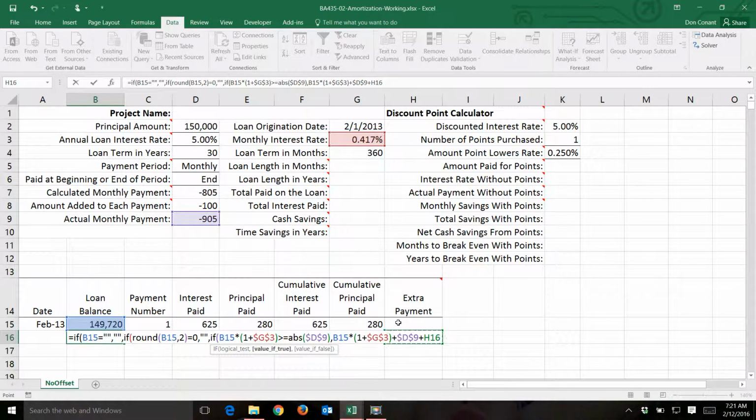So if it's greater than or equal to the absolute value of D9, then we're going to go ahead and accrue the interest and make the payment. If it's not, then we assume that we pay off the balance and that we don't owe anything here, that the new loan balance is done.